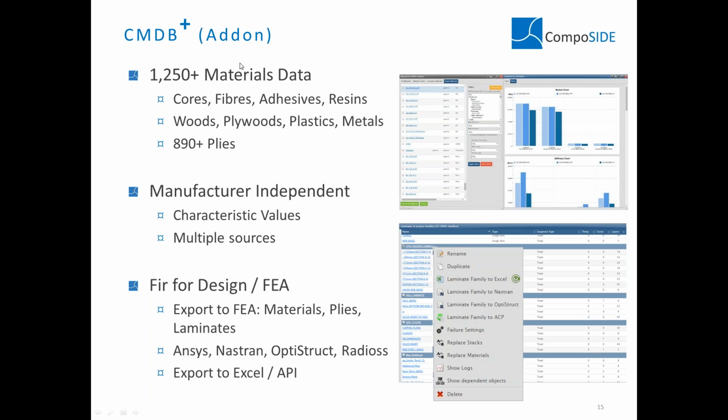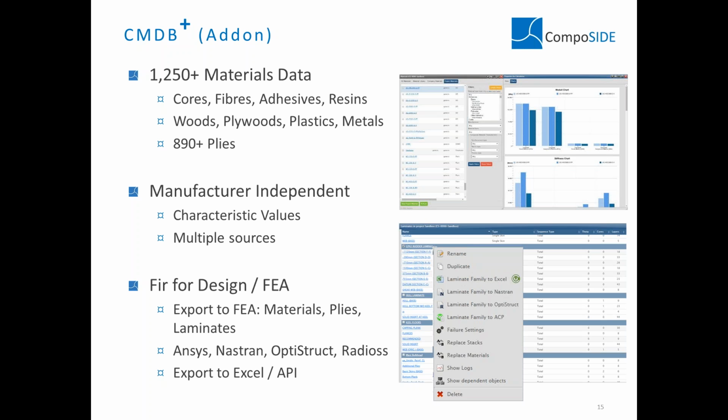The CMDB add-on is the independent module which contains the actual data about the 1,250 plus materials. So I mentioned earlier coarse fibers, adhesives, resins, woods, plywoods, plastics, metals, and close to 900 plies. Those are all manufacturing independent, providing characteristic values which have been sourced from multiple sources, and those are all fully documented within the CompoSIDE wiki page, which is associated with every material entry.